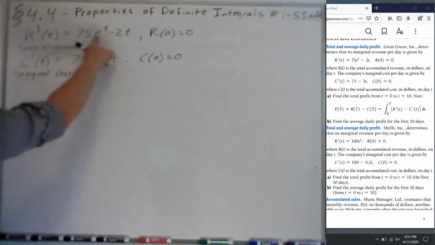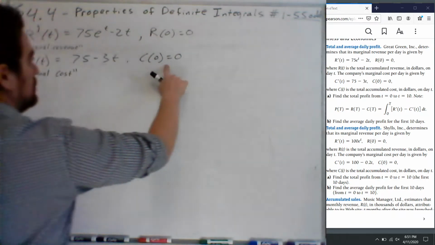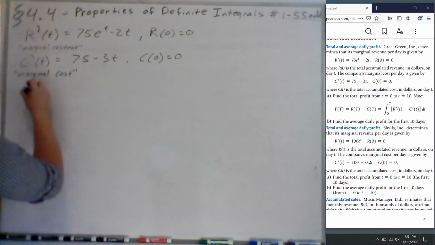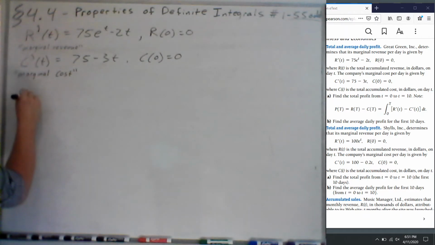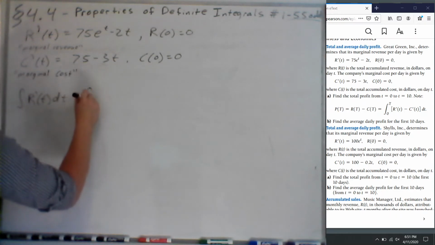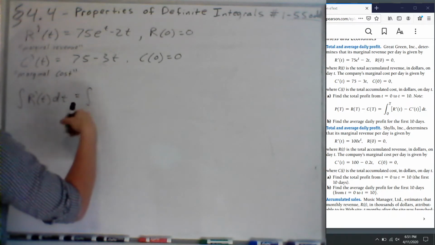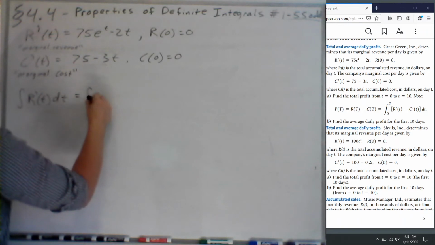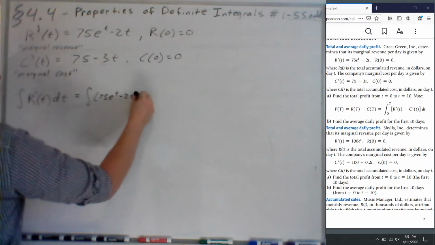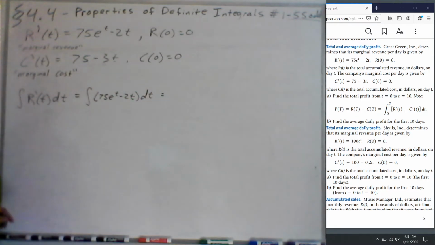Now these are derivatives. So in order to recover R of t, I need to integrate R prime of t with respect to t. Right, there's no x here. They're talking about the variable t. So let's do that. Let's integrate, which is just finding the general antiderivative of 75 e to the t minus 2t with respect to t.